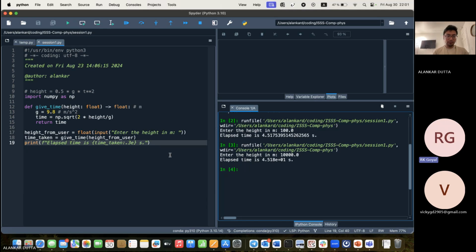Yes. And what if I want to display more than one variable, say along with the time taken, if I want to display the value of height as well, then do I need a comma inside the curly brackets or what?